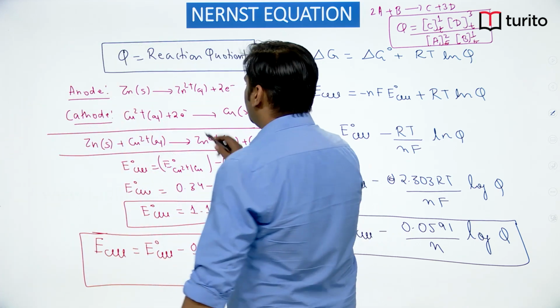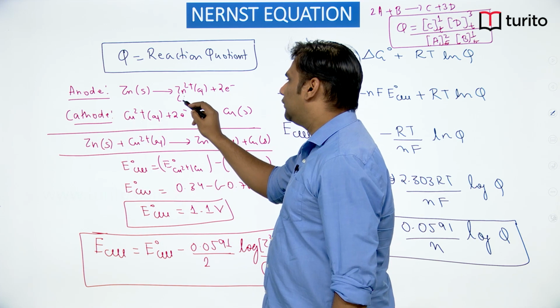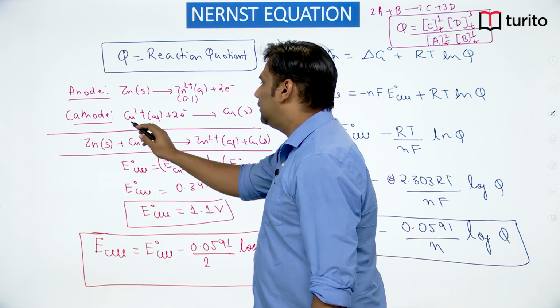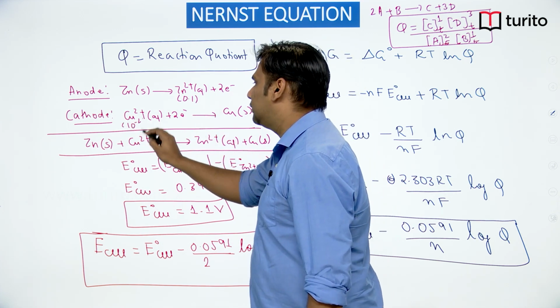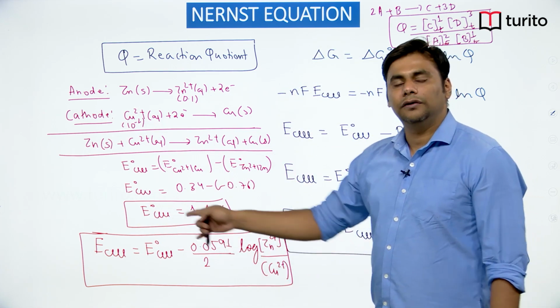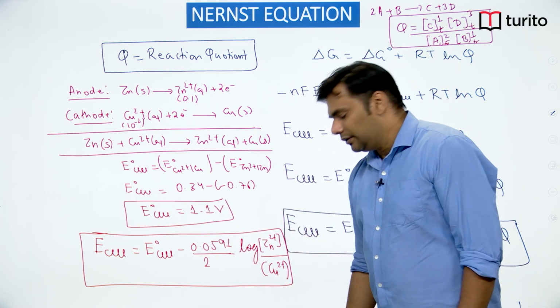Now if in the question you were given that the concentration of zinc is 0.1 and the concentration of copper 2+ is 10 raised to the minus 2, you can just put these values over here and you will get the value of E cell.